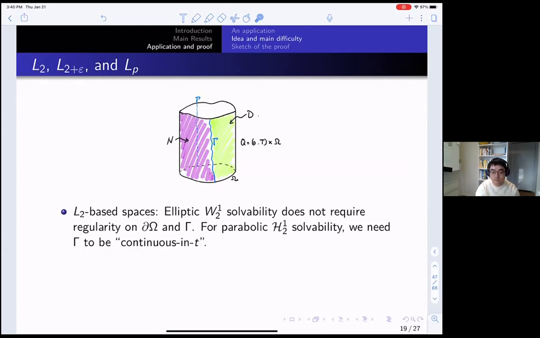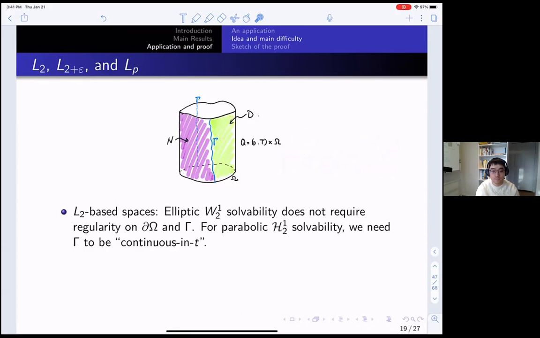And we all know that for an elliptic problem, we don't need any regularity on anything, right? It's just coercivity. But for a parabolic problem, there are some issues, because if this gamma depends on t, there are some annoying problems here. When this gamma is independent of time, say gamma equals gamma zero for all t, this is the simple setting.